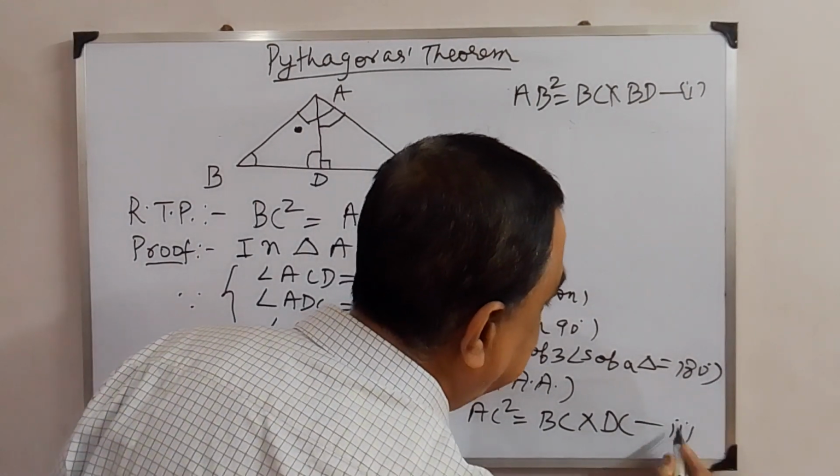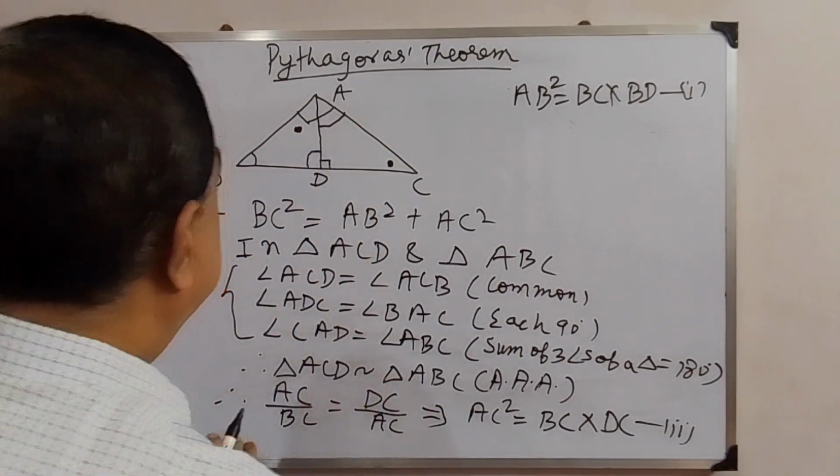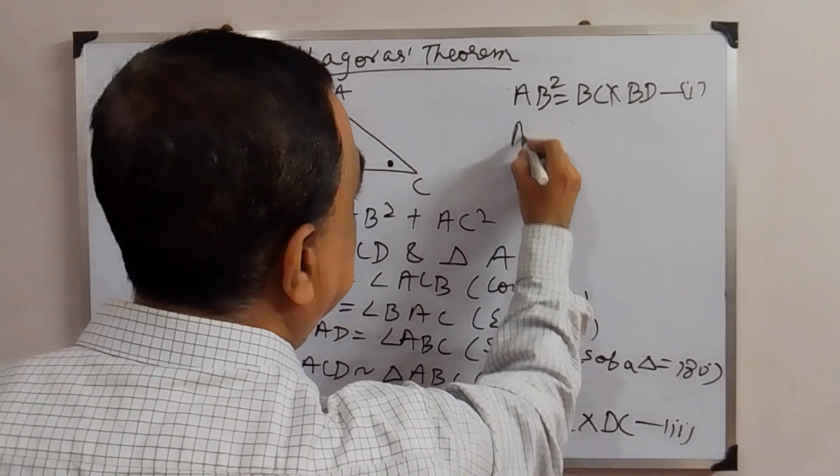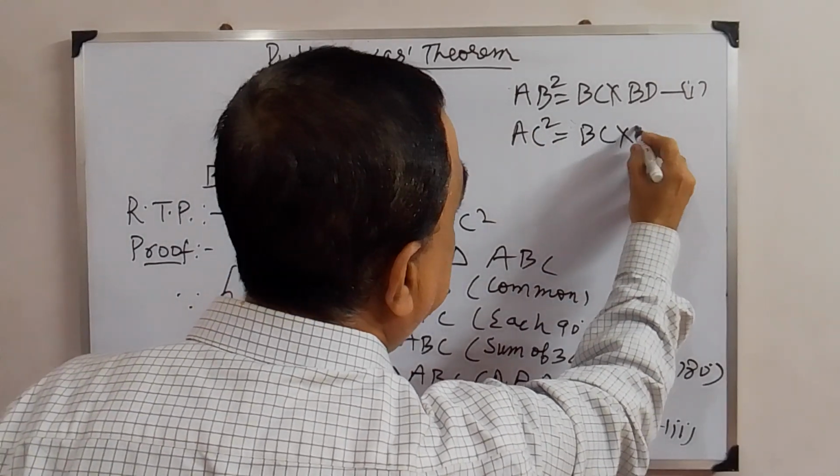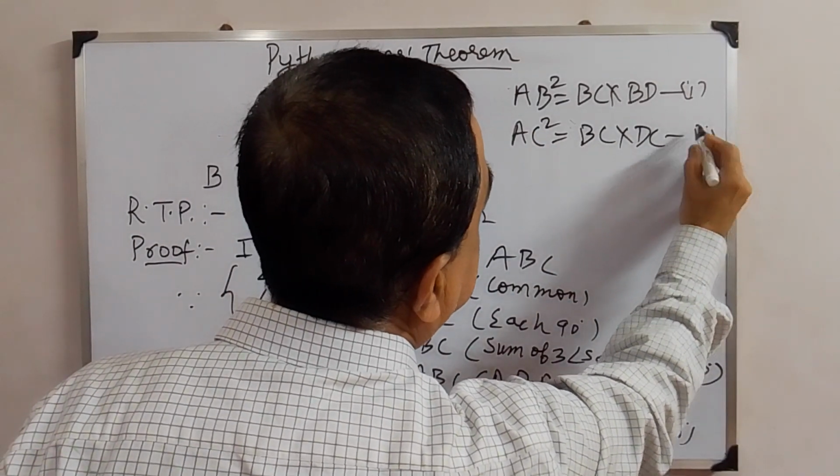So this is statement number 2. I am writing statement number 2 separately: AC squared is equal to BC into DC.